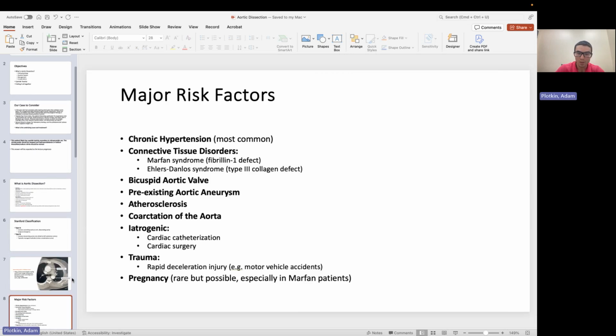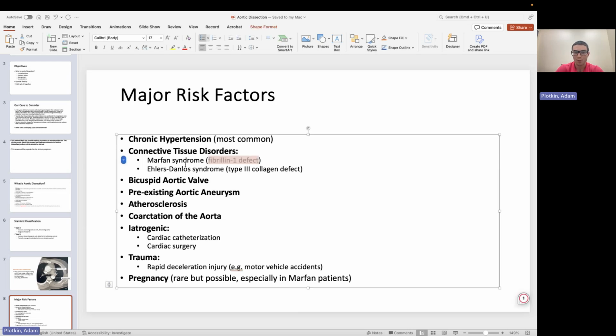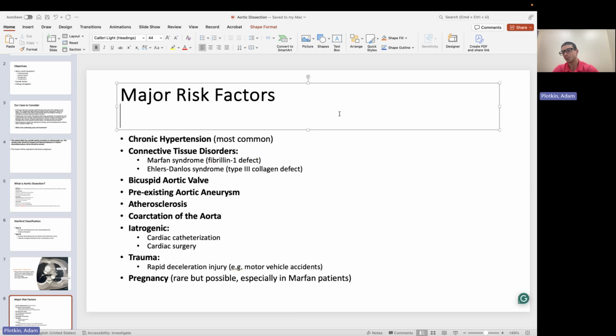All right. Major risk factors. I've already talked about this, but it needed to be harped on again. Chronic hypertension, chronic hypertension, chronic hypertension. You see a patient with poorly controlled hypertension, and then some of these presenting signs and symptoms I'm about to talk about, you immediately need to be thinking about aortic dissection. Again, connective tissue disorders like Marfan, which is a fibrillin-1 defect, or Ehlers-Danlos, a type 3 collagen defect. Collagen makes up the backbone of my vessels, and a defect can lead to a very flimsy vessel just asking for a tear. Bicuspid aortic valve, pre-existing aortic aneurysm, and atherosclerosis can contribute.